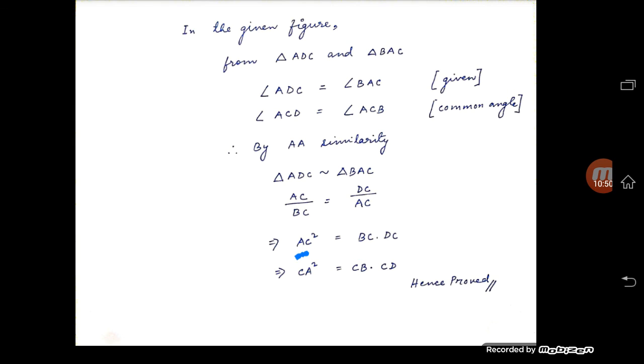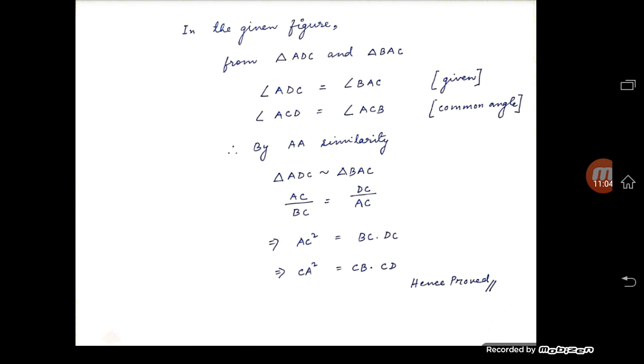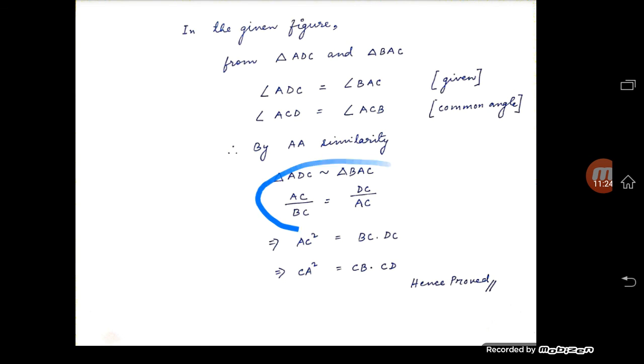Now we just write AC as CA, BC as CB, and DC as CD. Why? Because in the question you have CA square, CB into CD. This is exactly what we have got. Just for the convenience of looking good, we have written AC as CA as in the question, BC as CB, and DC as CD, which is exactly what you have to find in the given. So we have found it by using AA similarity of these two triangles and using the corresponding sides in the same ratio. Hence, your answer is proved.